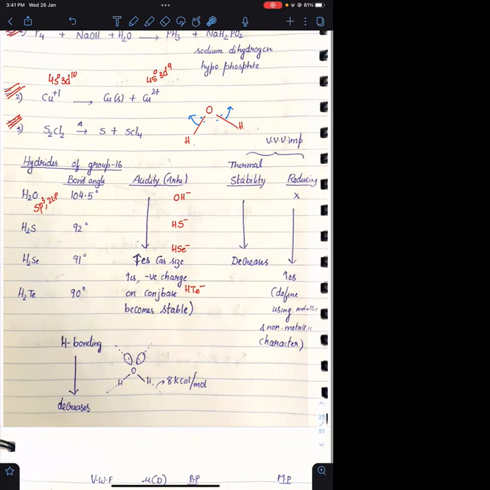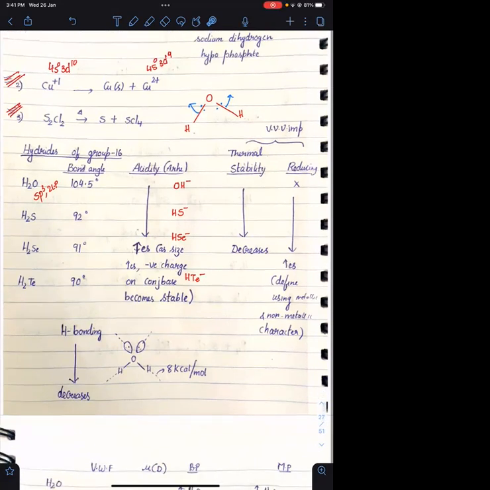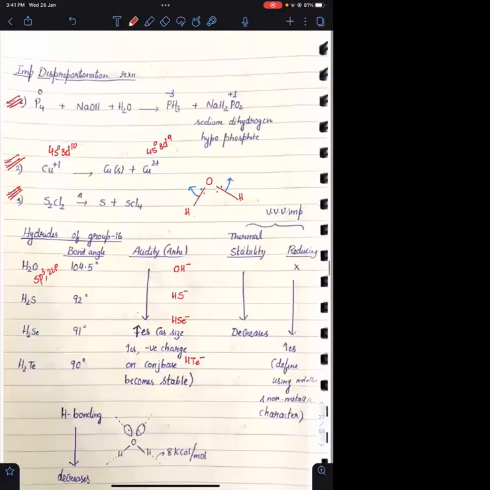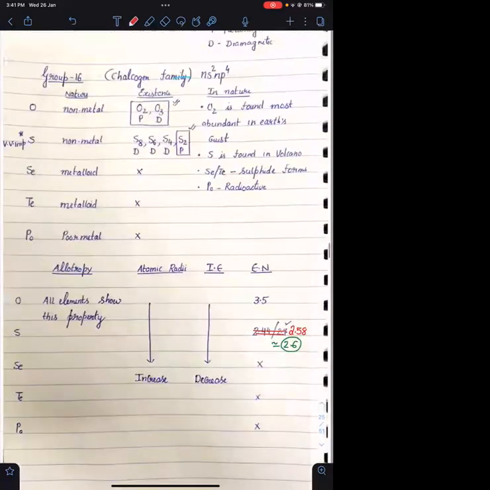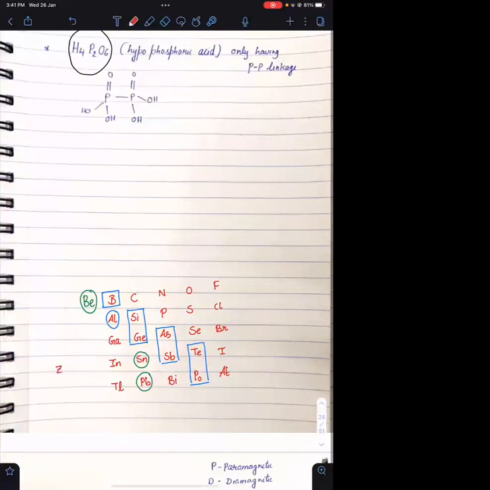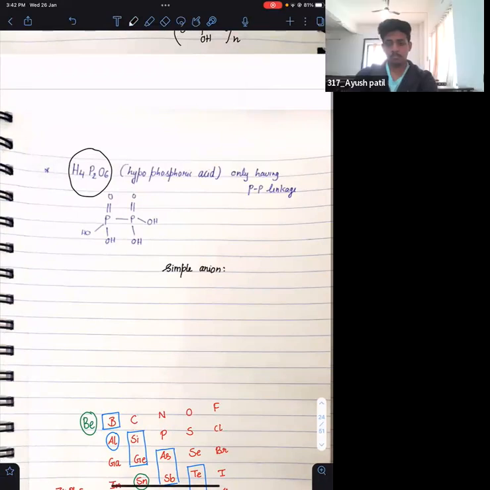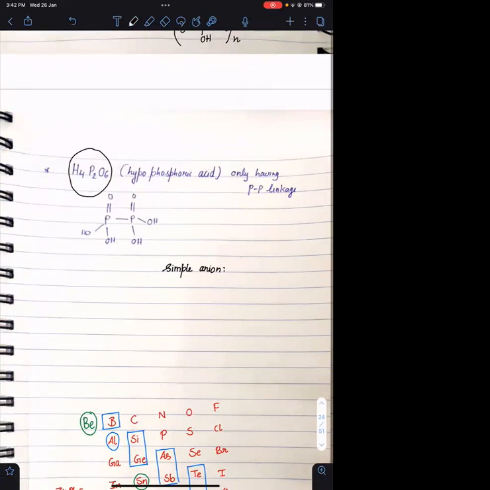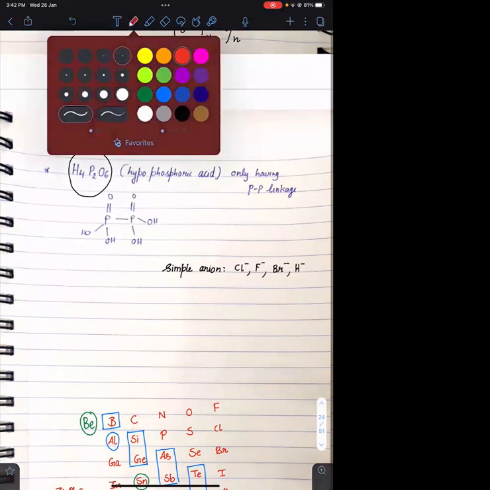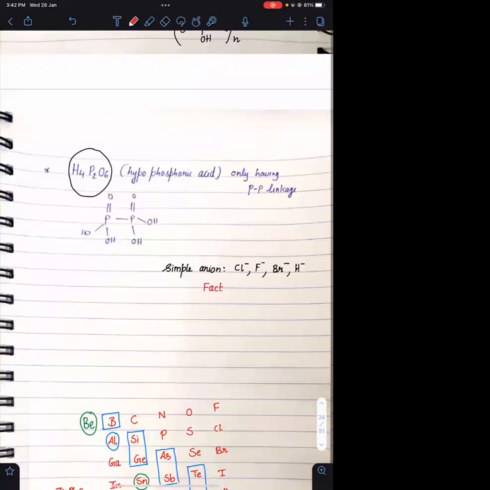Thermal stability. One of the most common questions asked in any entrance exam is about thermal stability. So here I will explain how to check thermal stability. Everyone understand this first. You need to compare thermal stability based on two factors. If you are having a simple anion, meaning one which is made up of only a single atom like Cl minus, F minus, Br minus, H minus, etc. In case of simple anions, the factor based on which you will determine the thermal stability is lattice energy.